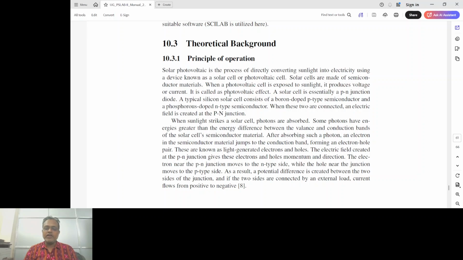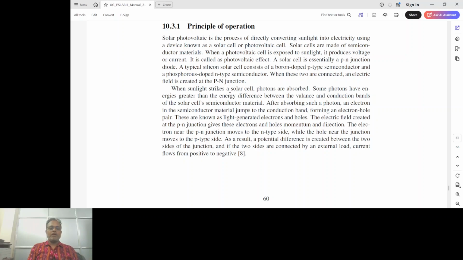A solar cell is essentially a PN junction diode. A typical silicon solar cell consists of a boron doped p-type semiconductor and a phosphorus doped n-type semiconductor. When these two are connected, an electric field is created at the PN junction. When sunlight strikes a solar cell, photons are absorbed, and some photons have energies greater than the energy difference between the valence and conduction bands of the solar cell semiconductor material. After absorbing such a photon, the electron in the semiconductor material jumps to the conduction band, forming an electron-hole pair. These are known as light-generated electrons and holes.